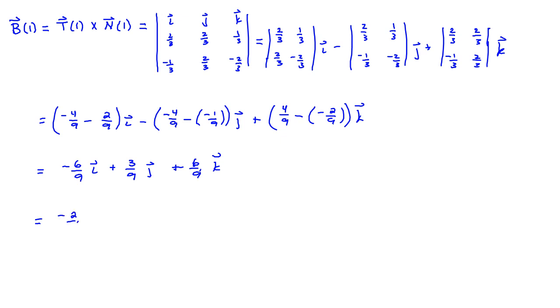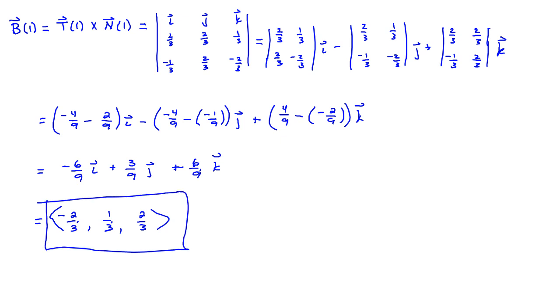-2/3, 1/3, and 2/3 if I wrote it in the other notation. So I get a negative 2/3, a 1/3, and a 2/3. That would be my unit binormal vector, which is the direction you're going away from the curve, perpendicular to the other two. So hopefully that's not too bad.